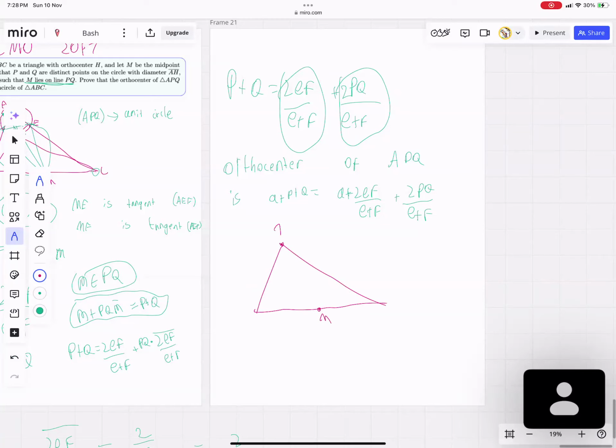if this is the midpoint, A, B, C, we have E over here, F over here, and H over here. And this is the center of the circle. And we want to find the orthocenter O. So let's say the center is N, this is E, this is F, this is H, and this is O. Now, what can we see in this diagram?